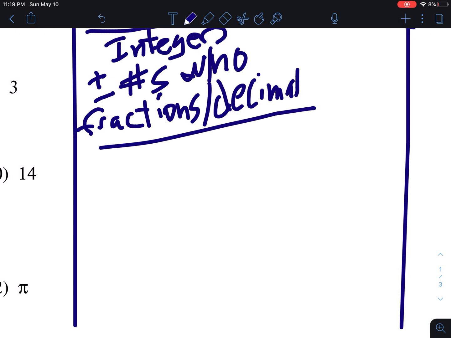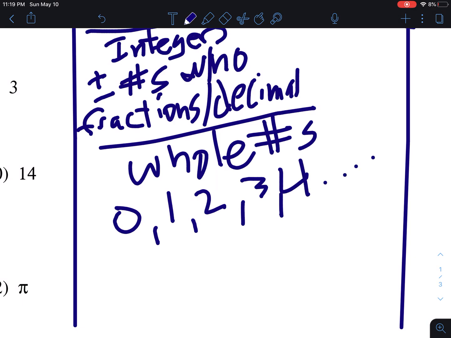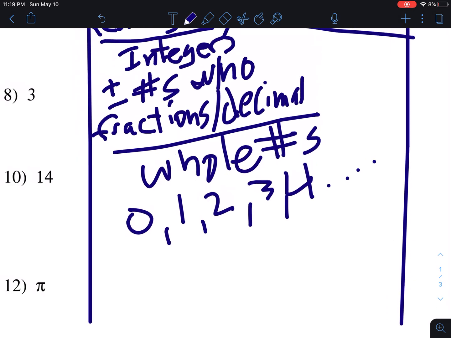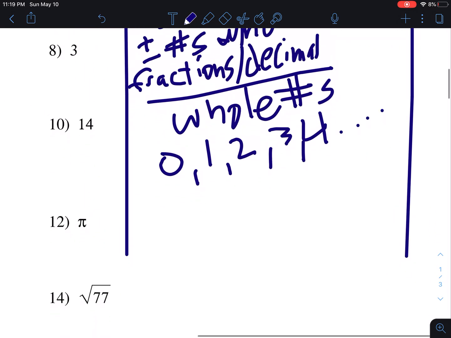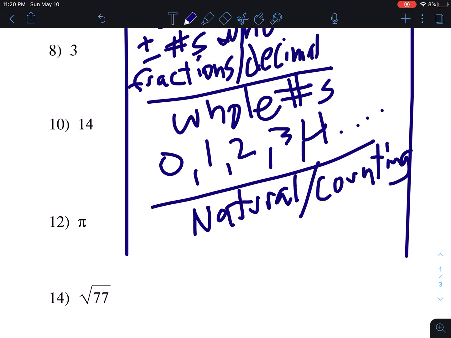So from there, whole numbers would be the next narrowing down, and whole numbers basically would be like 0, 1, 2, 3, 4, etc. And then narrowing it down one more time to our most narrow classification of these types of numbers is going to be the natural numbers, or counting numbers. And those are the numbers that you learned when you first learned to count.